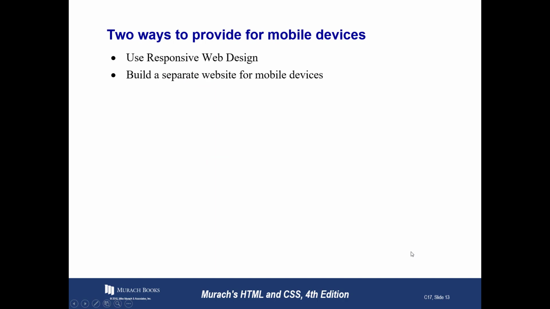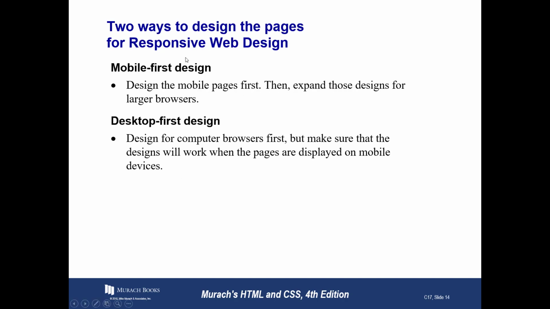Okay. Now remember, when you're doing mobile, there's 2 ways of doing this. You can use responsive web design, which means typically you're going to start with building a big size site first, then you're going to add responsive design later, or you can build a separate website for mobile devices. Now with responsive web design, you've got to think about, do you want to go mobile first? That's usually the best idea.